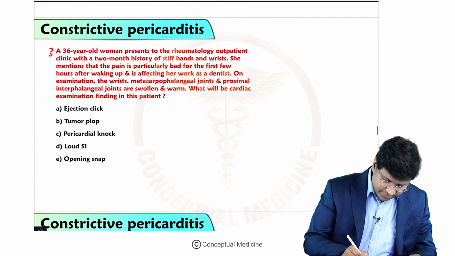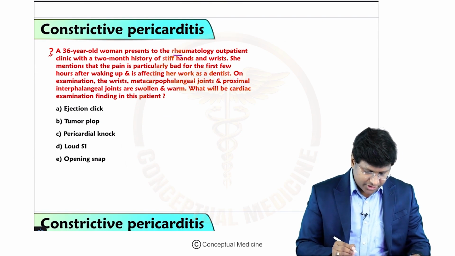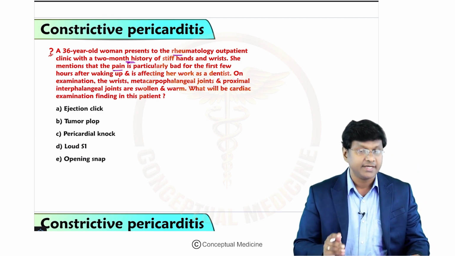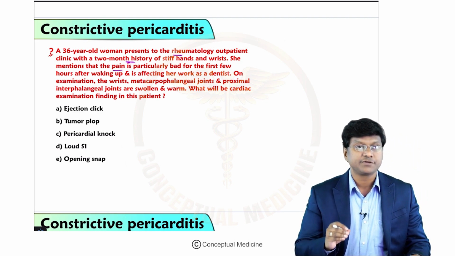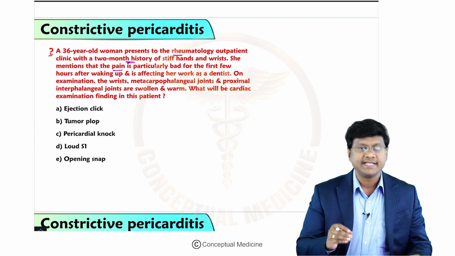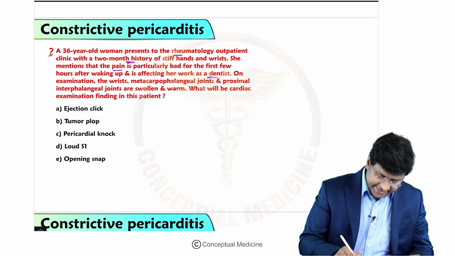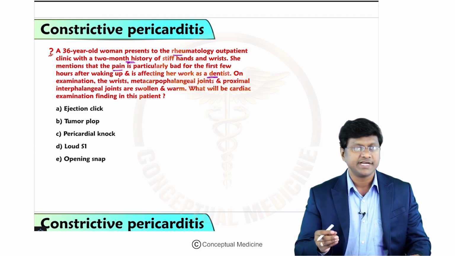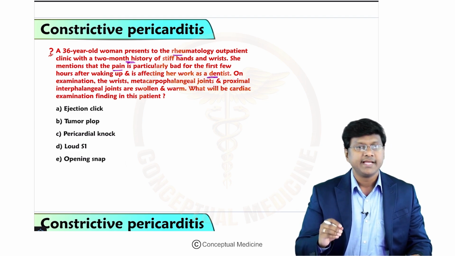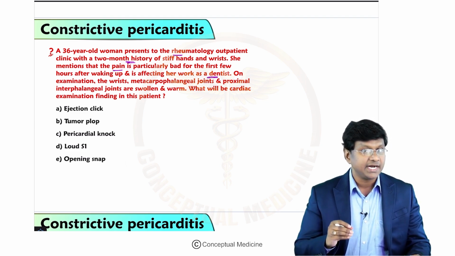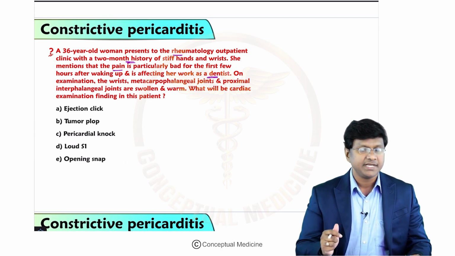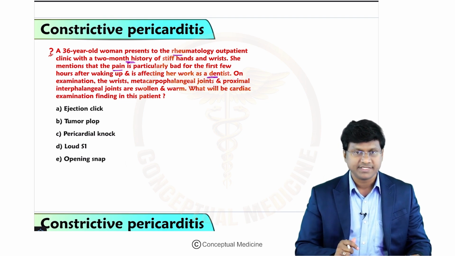A 36-year-old woman presents to the rheumatology outpatient clinic with a 2 months history of stiff hands and wrist. She mentions that the pain is particularly bad for the first few hours after waking up and is affecting her work as a dentist. On examination, the wrist, metacarpophalangeal joints and proximal interphalangeal joints are swollen and warm. What will be the cardiac examination finding in this patient? Ejection click, tumor plop, pericardial knock, loud S1, opening snap.